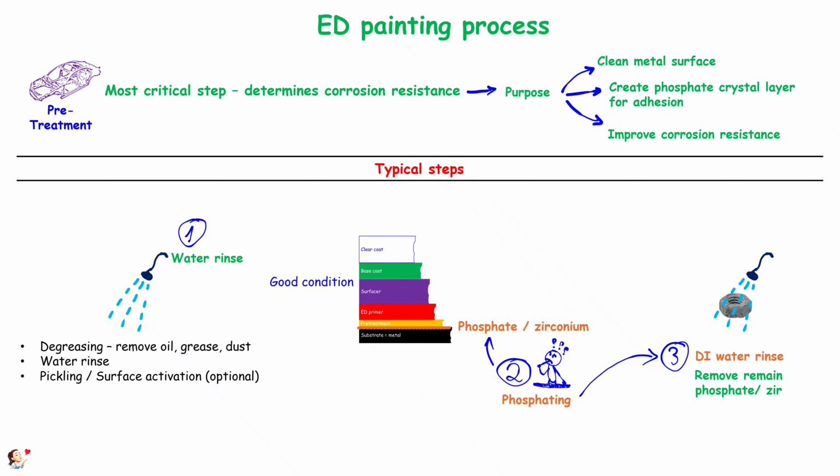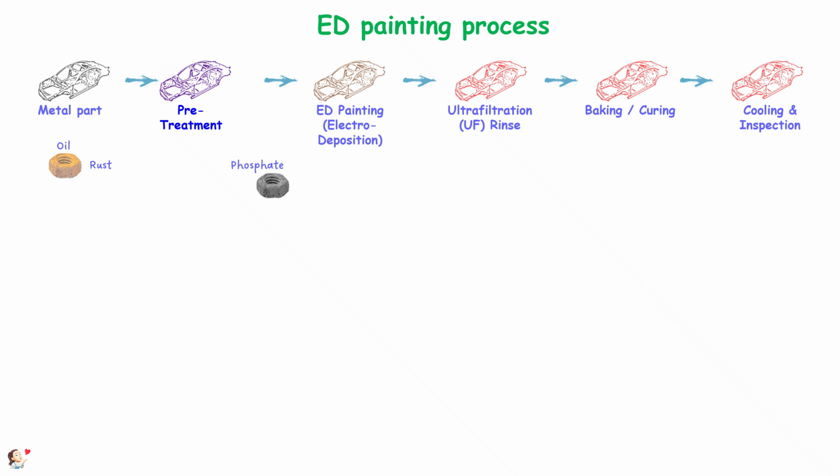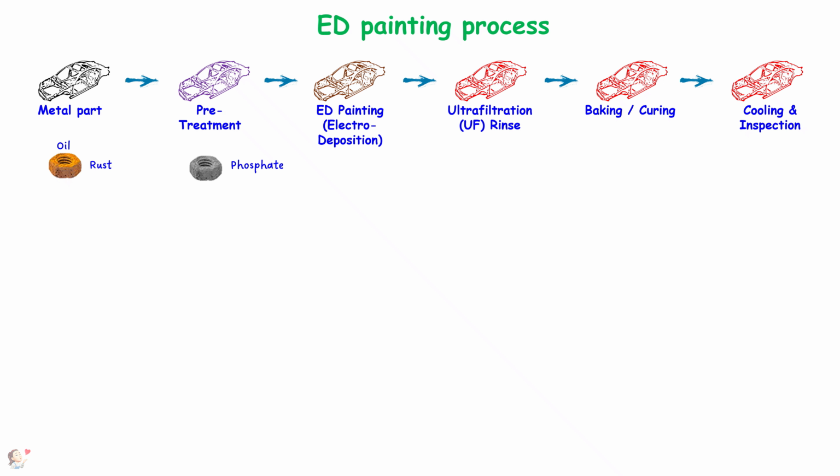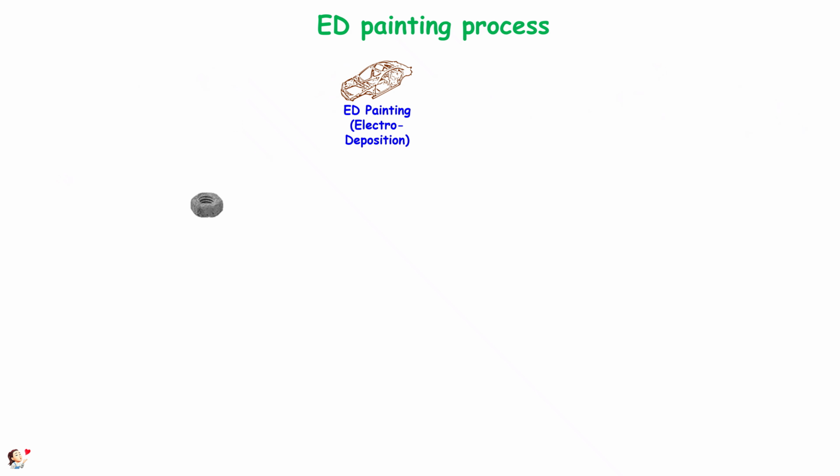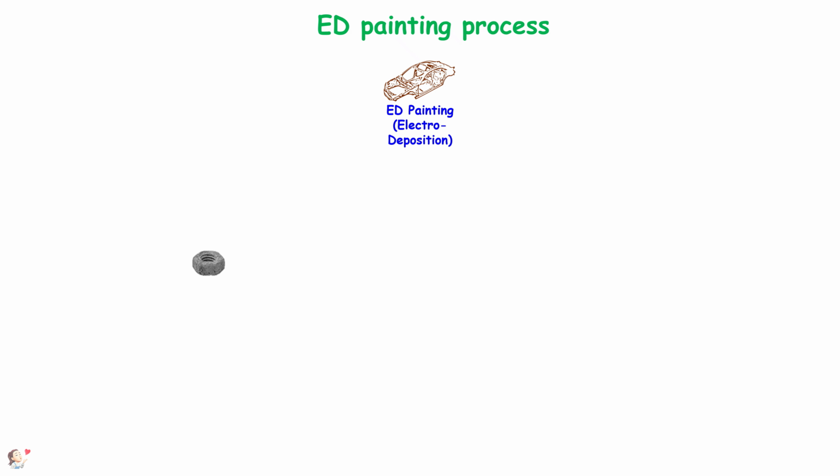In short, the pretreatment step aims to create a phosphate base layer. After completing this step, we have created a base for the paint to adhere to the metal part. To paint, we begin by dipping the metal part into the paint bath. Therefore, the next step is ED painting. Step 2, ED painting, Electro-Deposition.